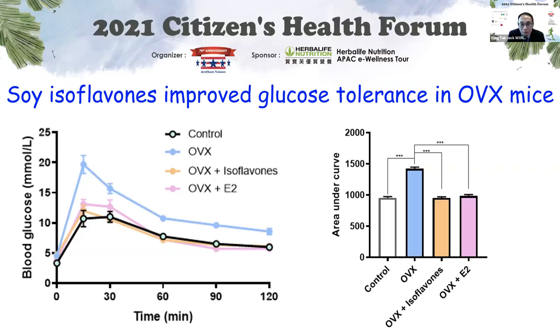As diabetes doubles the risk of CVD, our results suggest that the use of soy isoflavones can lower the CVD risk in OVX mice by improving their overall glucose tolerance.